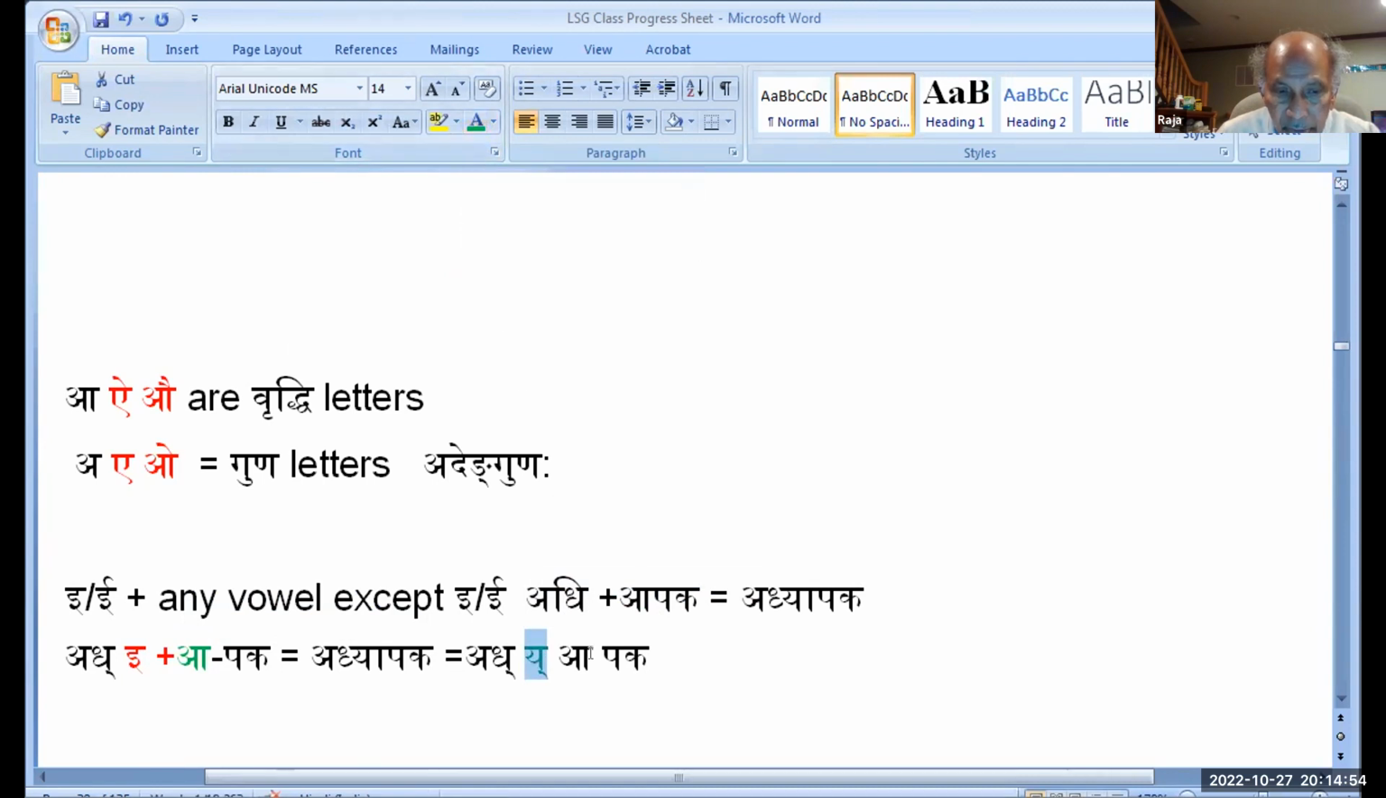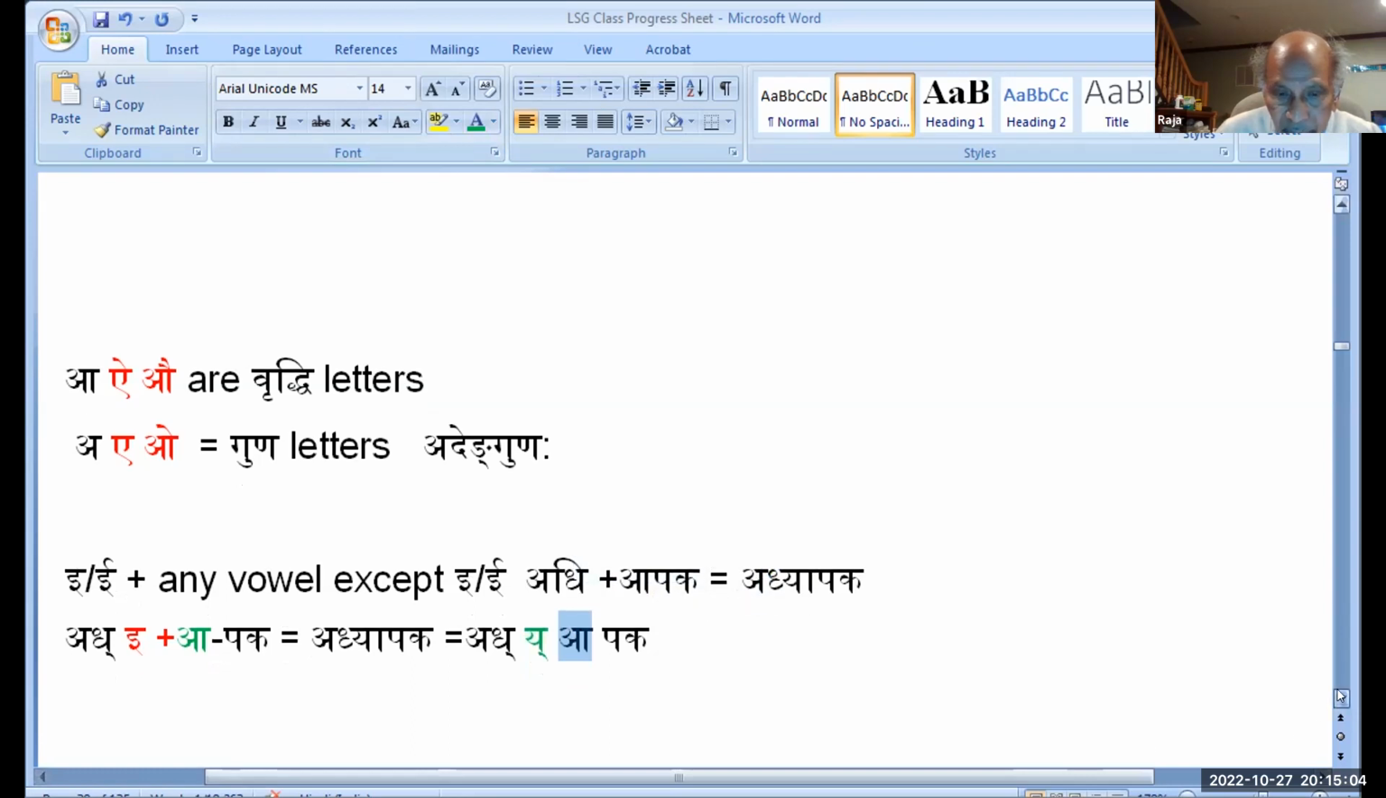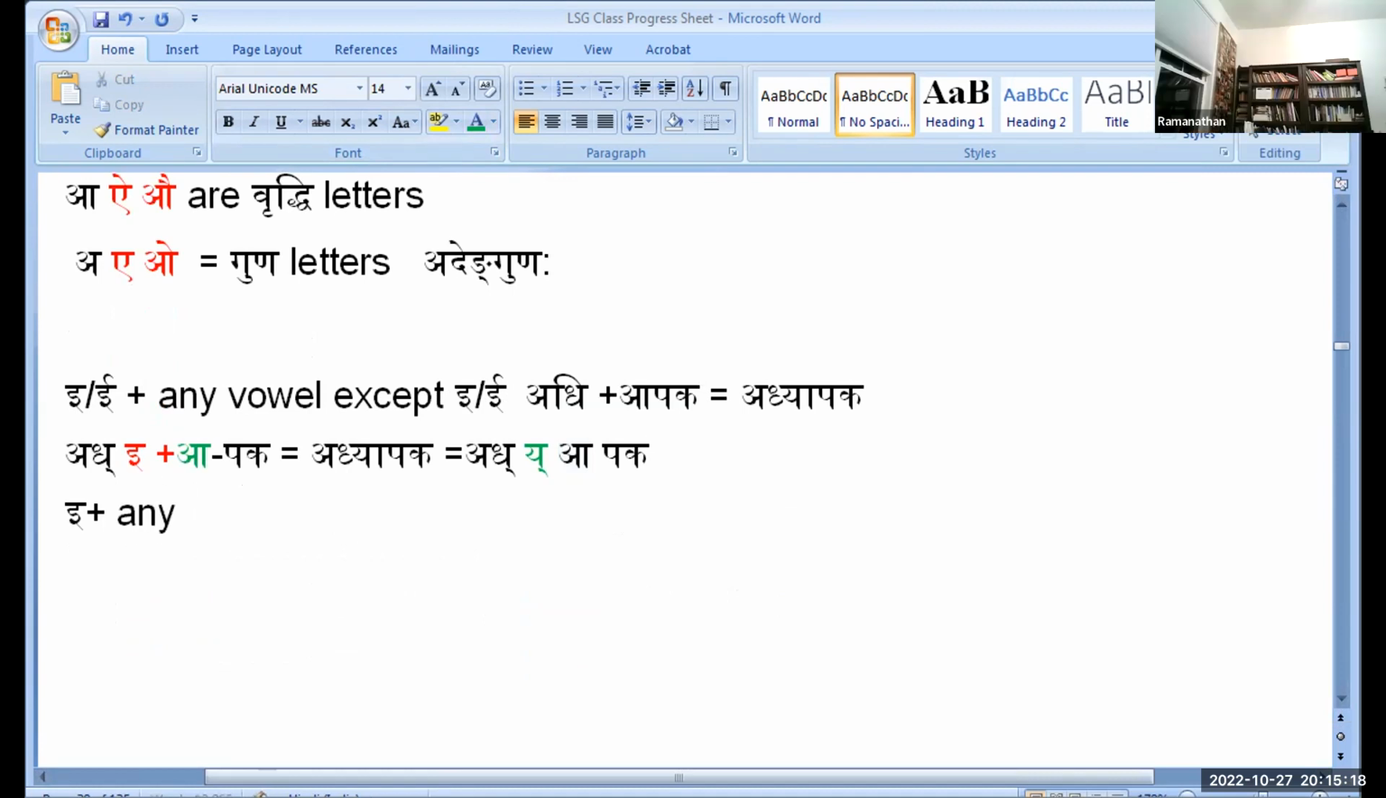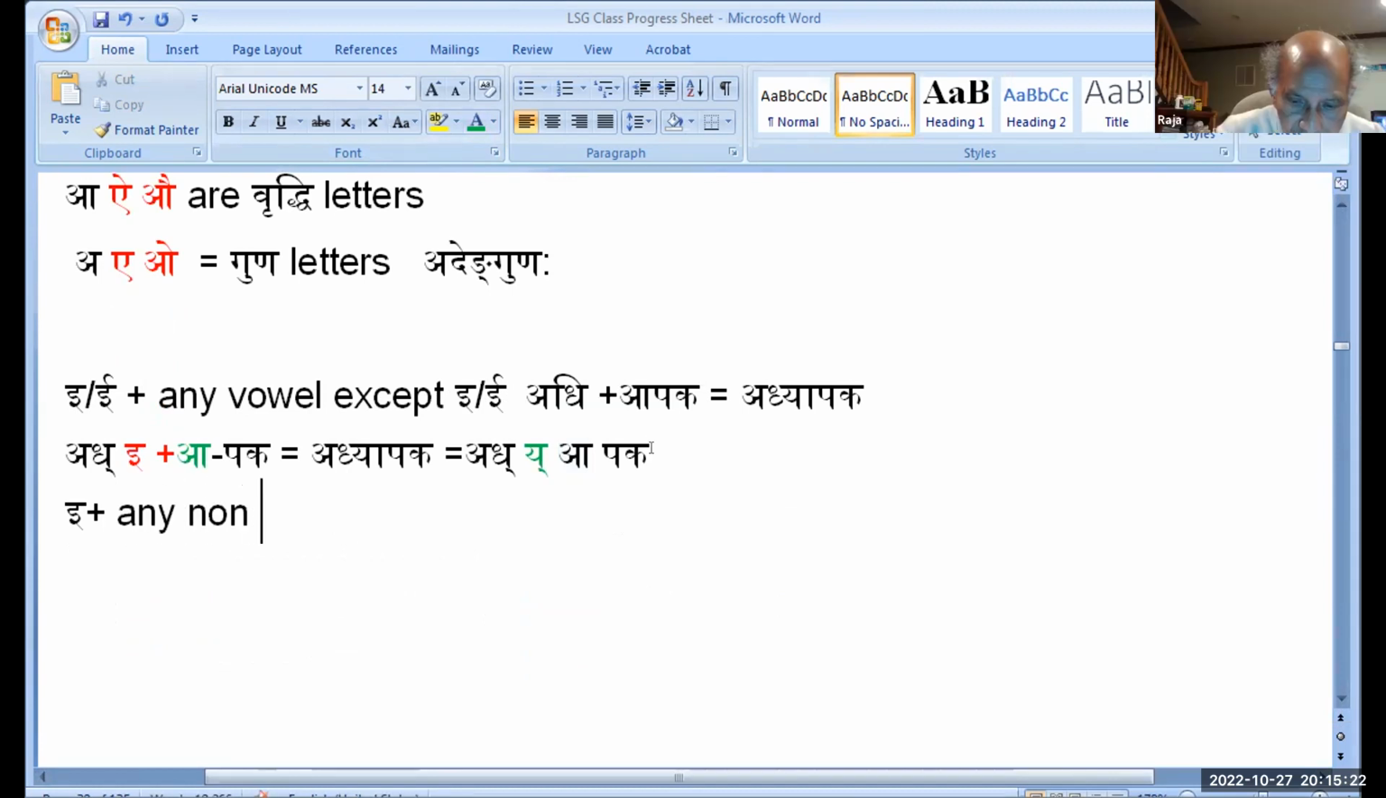You see that? But that long A, any vowel remained itself. You can put any vowel, which is going to give you a whole bunch of examples. And likewise, I can extend this. What you are doing is E plus any non-savarna.